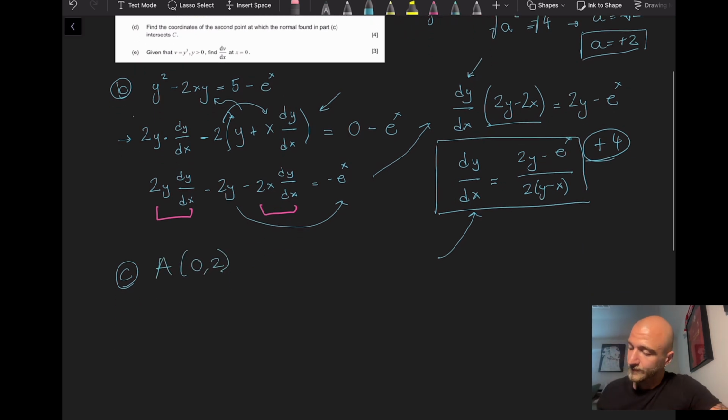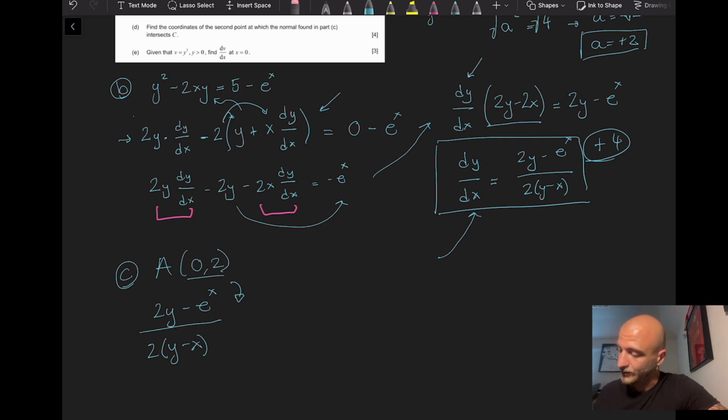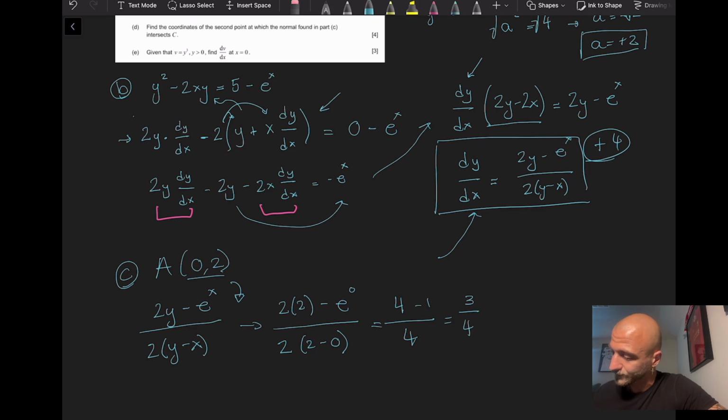So first thing I'm going to do in my new expression for the derivative, I'm going to plug in these 2 points for x and y. So let's just rewrite it here: 2y minus e to the x over 2 times y minus x. If I plug in 0 and 2 into this expression, I get 2 times 2 minus e to the 0 over 2 times 2 minus 0. Now we can simplify. 2 times 2 is 4. e to the 0 is 1. So 4 minus 1 over 4 gives me 3/4.